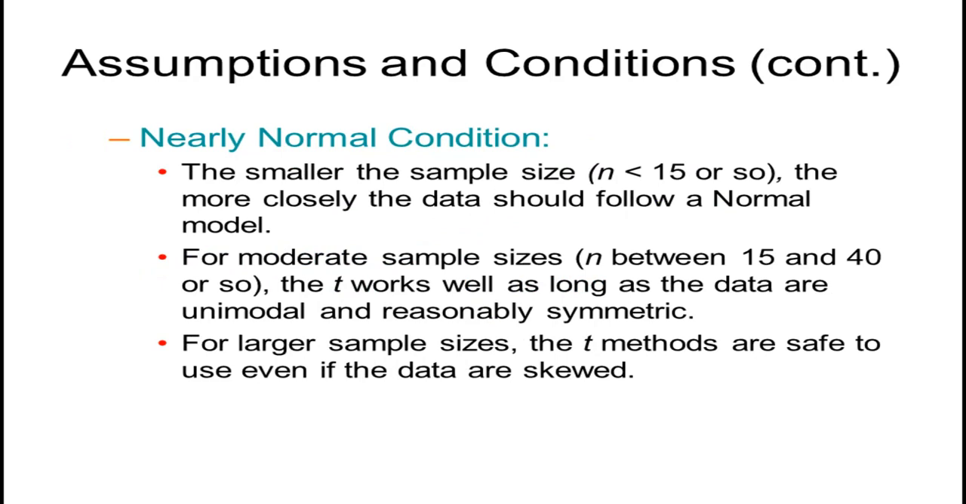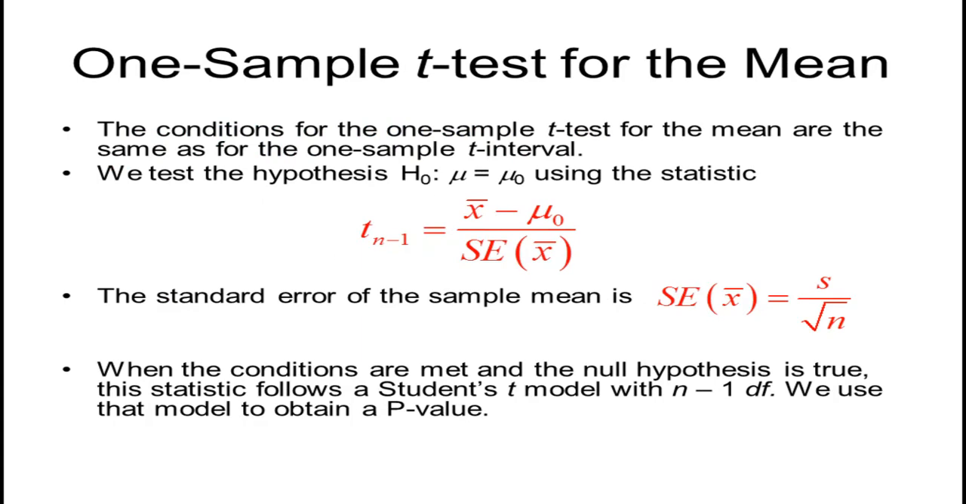So the nearly normal condition is that the smaller the sample size, the more closely the data should follow a normal model. However, if the sample size is between 15 and 40, the t works well as long as the data are unimodal and reasonably symmetric. For larger sample sizes, the t methods are safe to use even if the data are skewed. So the conditions for the one-sample t-test for the mean are the same as the one-sample t-interval.